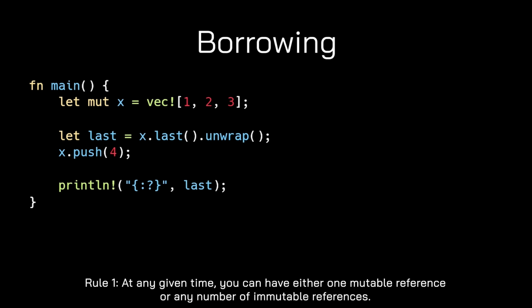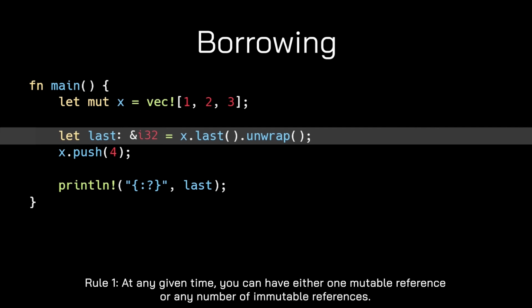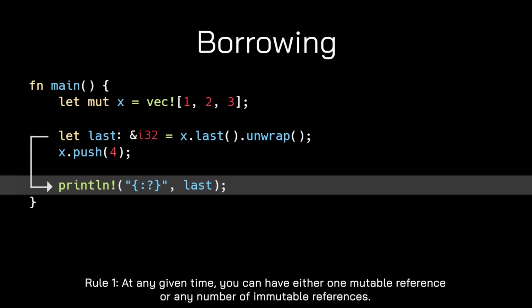Why is that? When we call the last method, we get an immutable reference, which we later use to print out the last element in the vector. But in the middle of using this immutable reference, we call the push method, which takes a mutable reference to self. This overlapping use of immutable and mutable references is problematic.